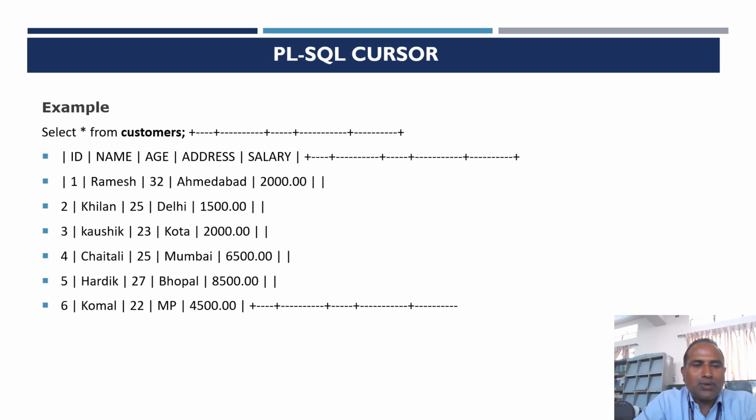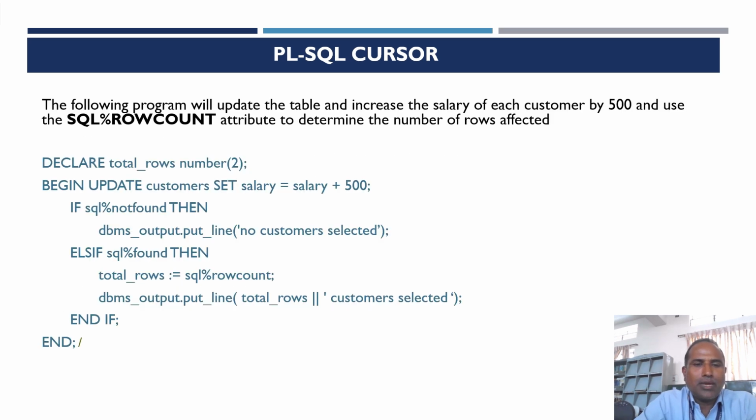Example query: select * from customers. It contains 6 rows and some columns like name, age, address, salary. Let us consider this table. If we execute this and check the row count, what is the result? See this block. Declare a variable named total_rows of type number. Begin: update customers set salary = salary + 500. Inside the begin part, we are placing all these statements. This is the query, and let us assume we have executed it.